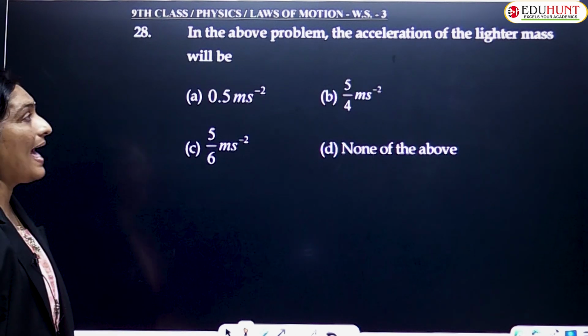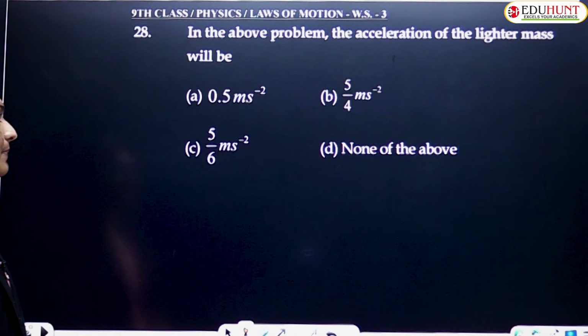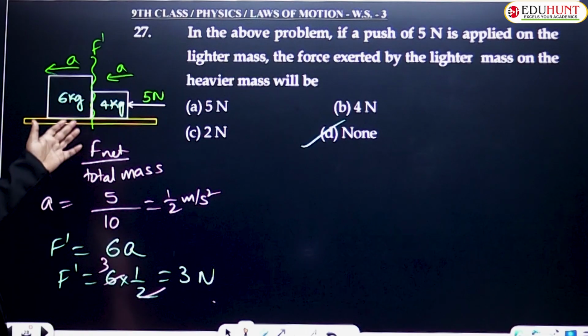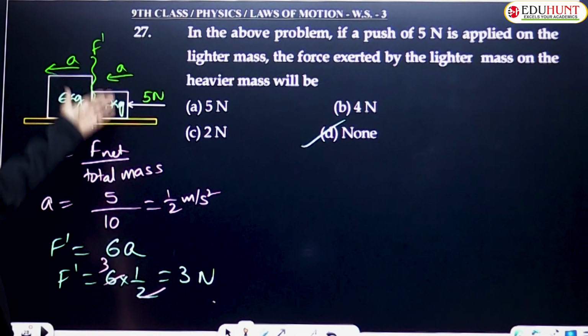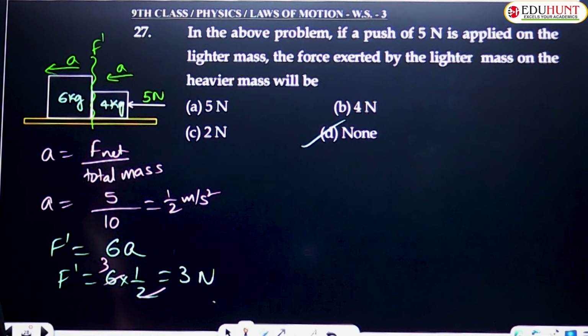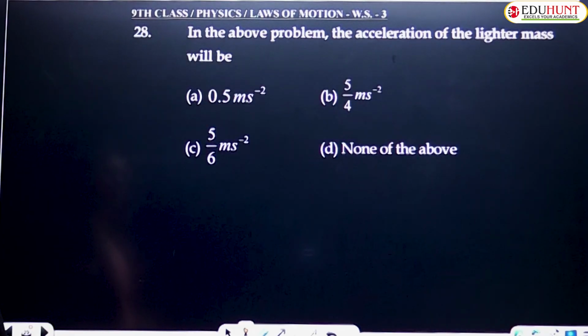In the above problem, the acceleration of the lighter mass will be? Okay, so what is the lighter mass? This is 4 kg, and what is the acceleration with which it is moving? 1 by 2 meter per second square. Is there an option? Yes.